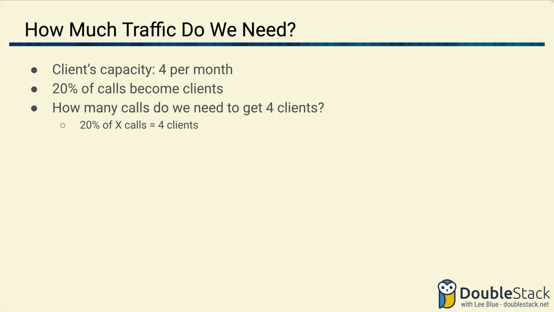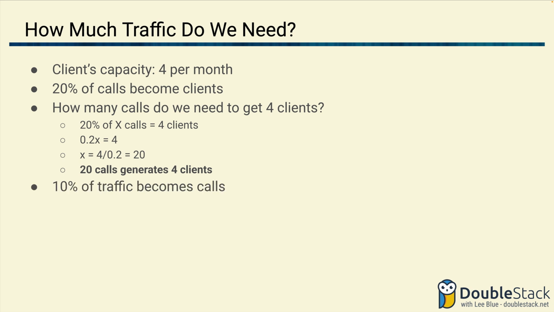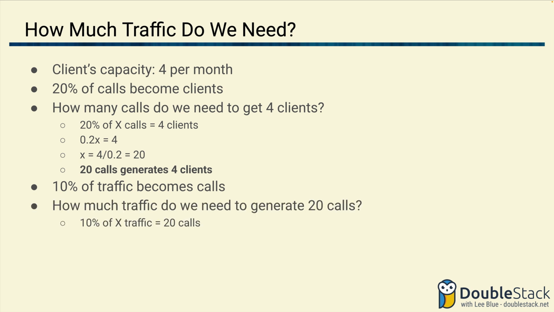So how many calls do I need to get 4 clients? If you do the math, you have 0.2x equals 4. X equals 4 divided by 0.2, which equals 20. So the end result is 20 calls generates 4 clients. Then you think, well, 10% of traffic becomes calls, so how much traffic do we need to generate 20 calls? If 10% of X amount of traffic generates 20 calls, then 0.1x equals 20. X equals 20 divided by 0.1, which is 200.